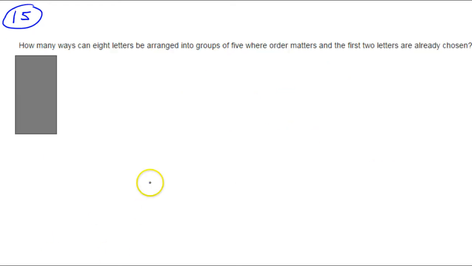This will be the last problem. How many ways can 8 letters be arranged into groups of 5 where the order matters? If the order matters, that tells us we're doing permutations instead of combinations. Permutations. Let's see. 8 letters total, and we're going to make groups of 5. So that means we're going to do 8 pick 5, the order matters.